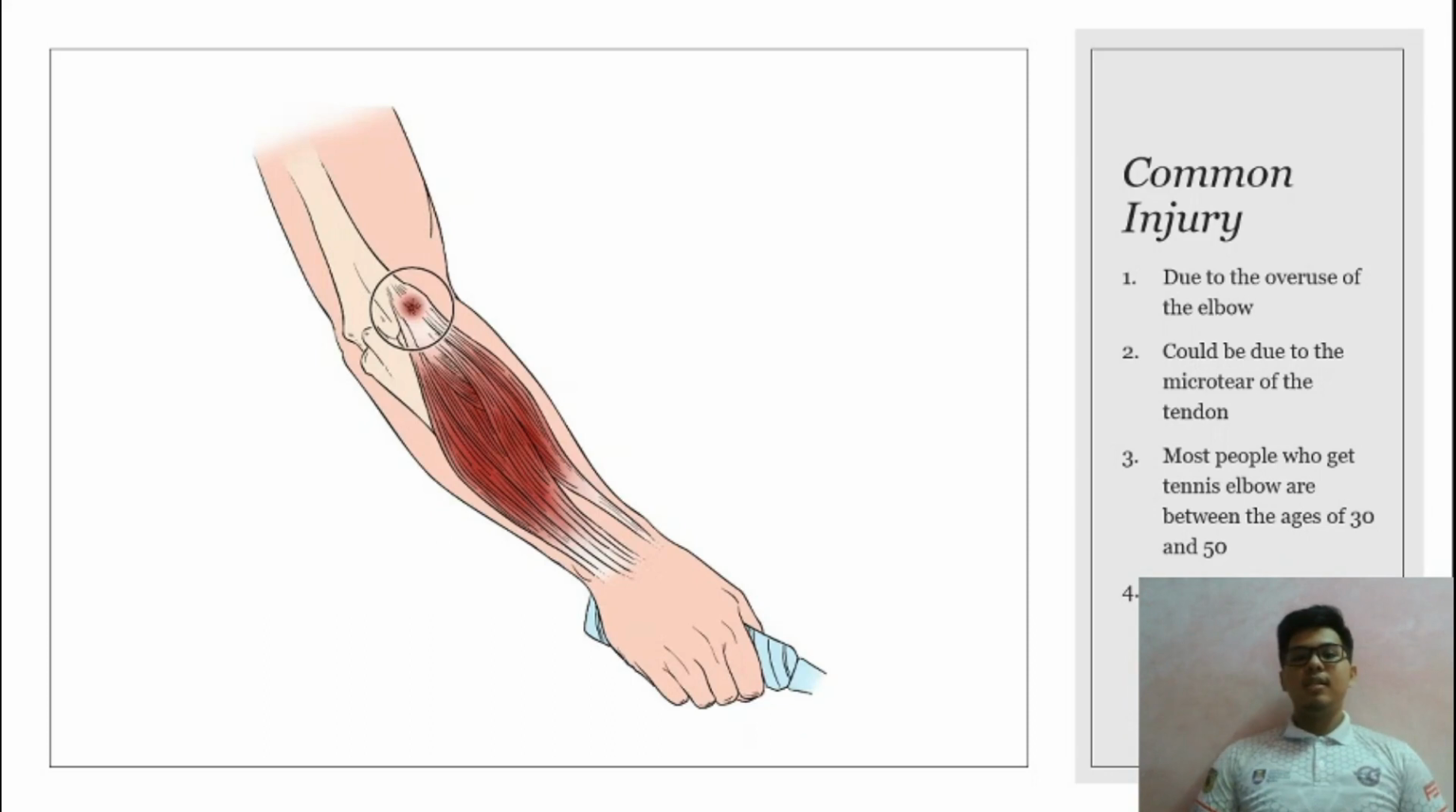In sports such as badminton and tennis, improper stroke technique usually can lead to this injury. Proper care from the therapist and doctor can help the athlete to treat this injury. This injury is very common for tennis players, hence its name, tennis elbow.